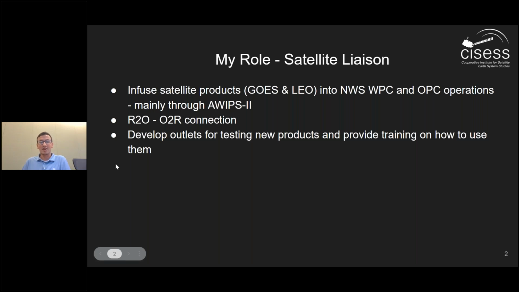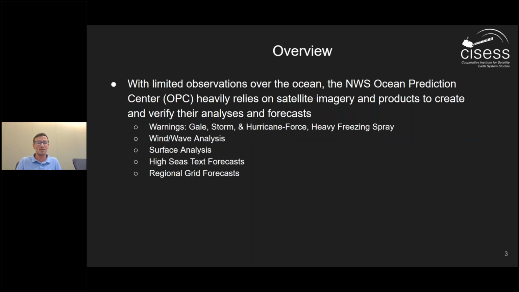So my role as the satellite liaison is to infuse satellite products, both GOES and LEO, into operations, mainly through AWIPS, since that's where our forecasters are drawing their analyses and creating their forecasts. And I serve as the R2O, O2R connection. What I mean by that is that I make developmental or experimental satellite products available to the forecasters and get their feedback and deliver that back to the developers to make sure those products are really going to be used in operations. I can also help coordinate with hazardous weather test beds to develop outlets for testing new products and provide training on how to use products. Next slide, please.